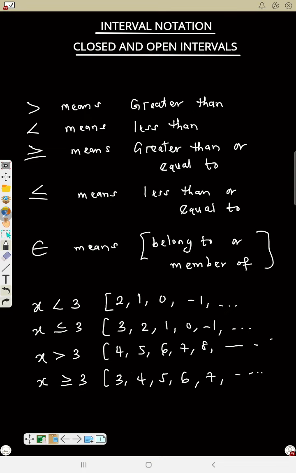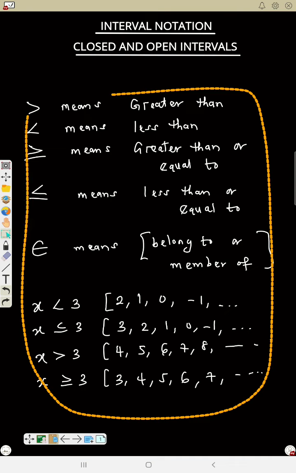So now let's see the interval notation. This one is just to recall. You will learn more on that in inequalities. Now number 1, I'll start with open interval. Open interval.